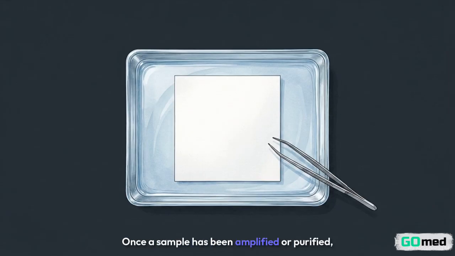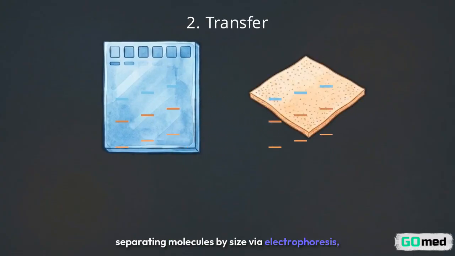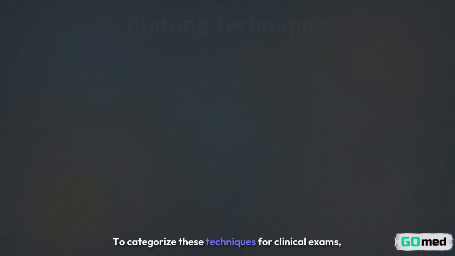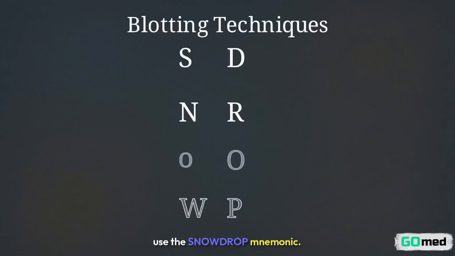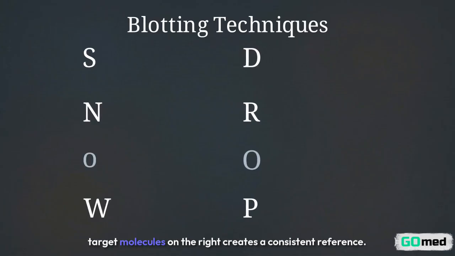Once a sample has been amplified or purified, clinicians use blotting techniques to identify the specific macromolecules associated with a disease. Most blotting procedures involve three core phases: separating molecules by size via electrophoresis, transferring them to a synthetic membrane, and detecting them with a labeled probe. To categorize these techniques for clinical exams, use the snowdrop mnemonic. Aligning the names of the blots on the left with their target molecules on the right creates a consistent reference.